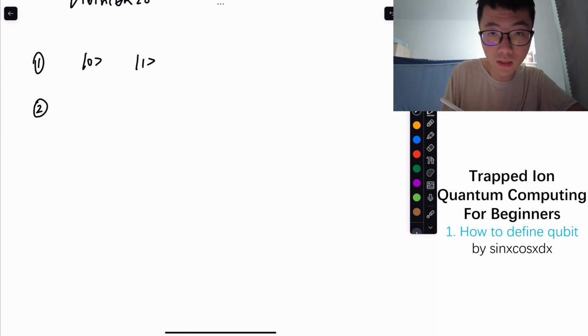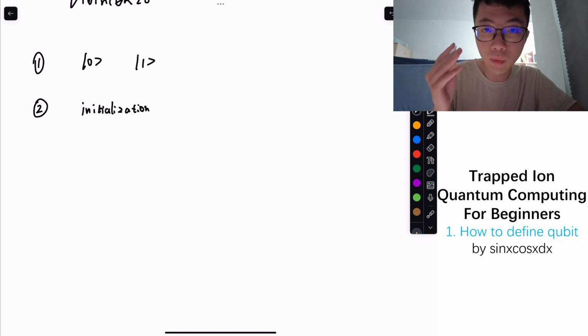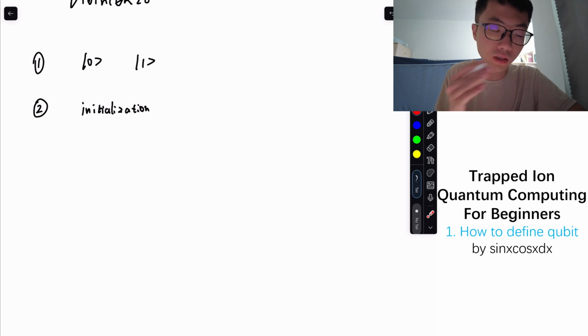The second one is that it can do the initialization. It means that we can prepare the state to either 0 or 1. We can prepare each qubit to the state 0 or 1 that we specify, so that it could be the initial state, and we can start the computation from that state.